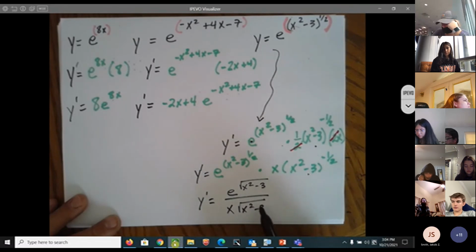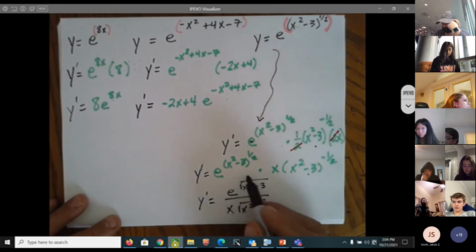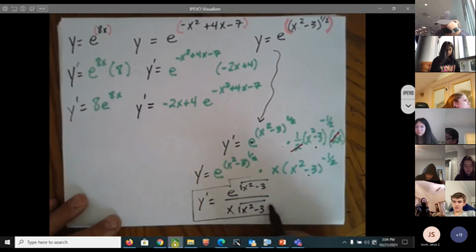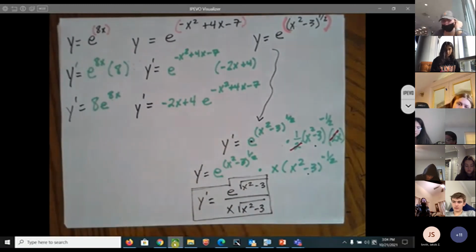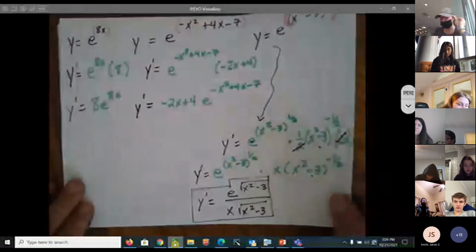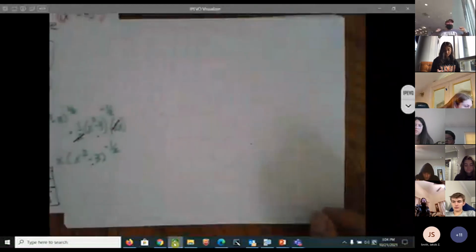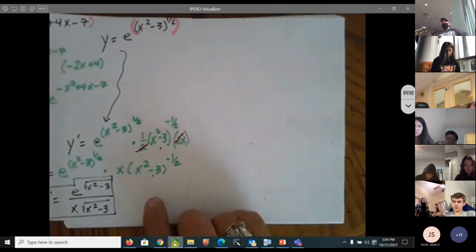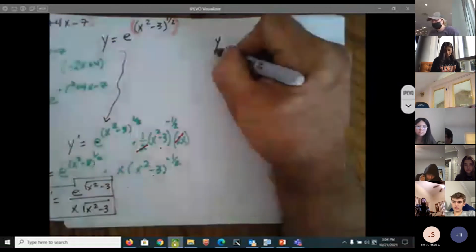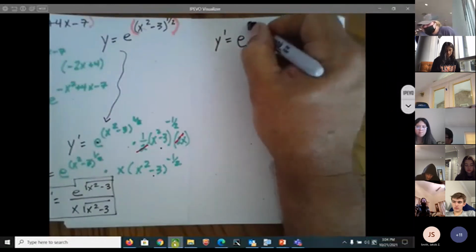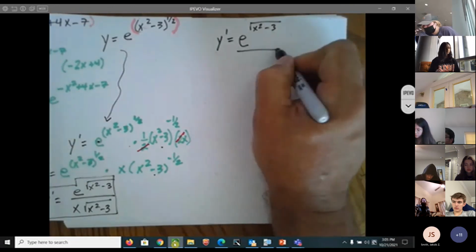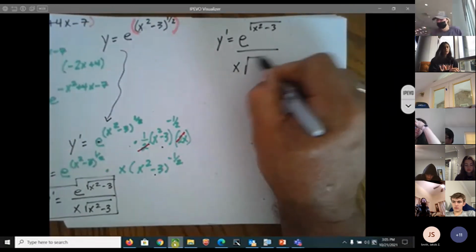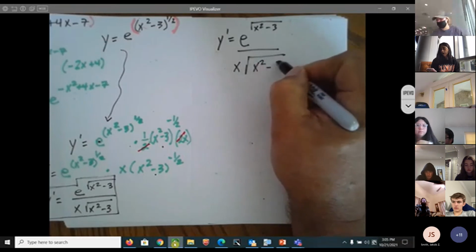And they may, which I doubt because this is an exponent, well, you could rationalize the denominator. I'm going to rationalize the denominator and put it on the next page just in case they do it. Then we'll stop at this one. So I'm going to go to the next page and rewrite this. y prime is equal to e to the square root of x squared minus 3 over x times the square root of x squared minus 3.